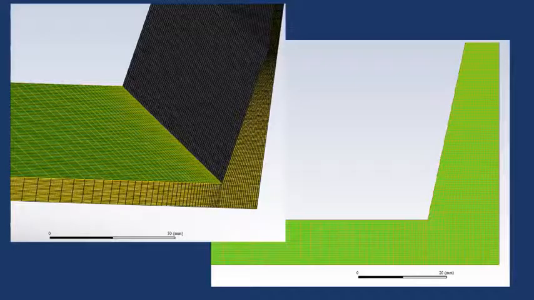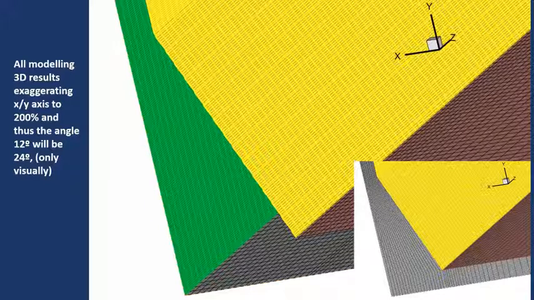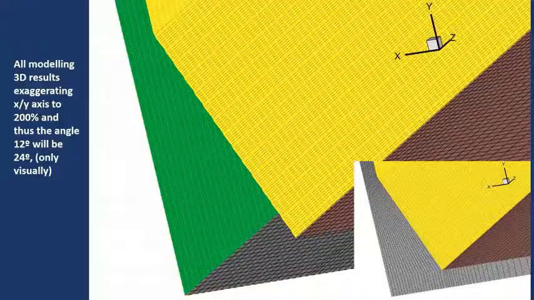So the geometry is shown here, some 3D and 2D images of the geometry and of the mesh of the geometry. In these and the next images I exaggerated the angle as I duplicated the X scale in relation to epsilon. So here it looks like a 24 degree angle.